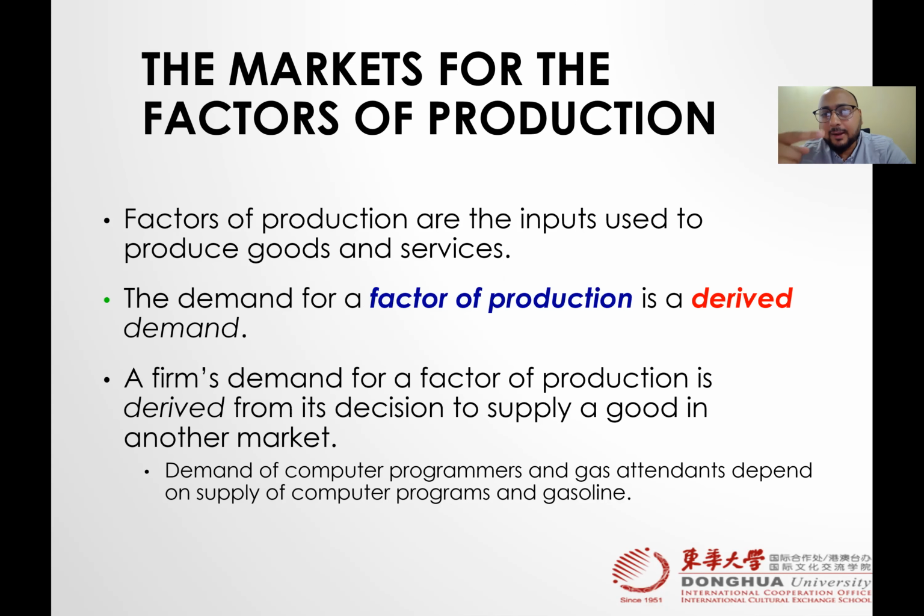So remember, the factors of production are the inputs used to produce goods and services. And which goods and services? The final goods and services that are ready to be consumed, not ready to be transformed, meaning you still need to process them. No, when you process it and it's ready to sell, right? So the demand for factors of production is a derived demand.